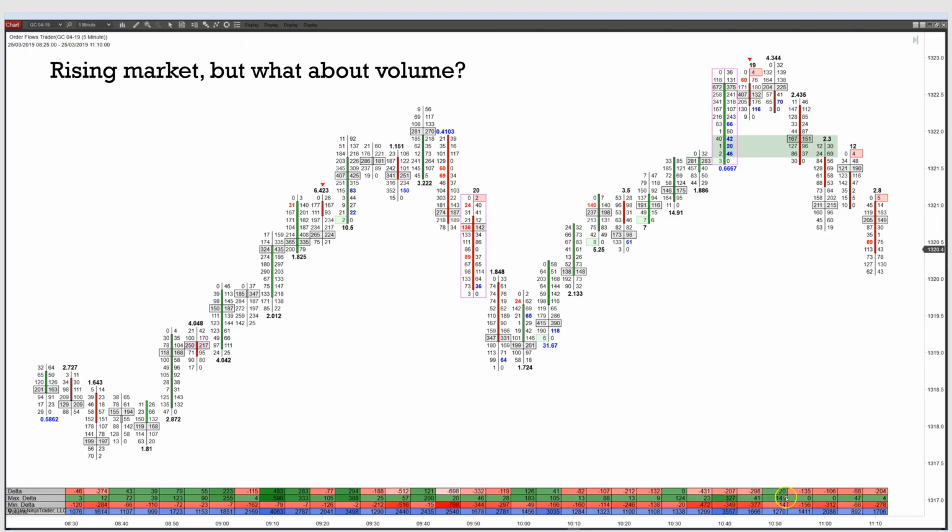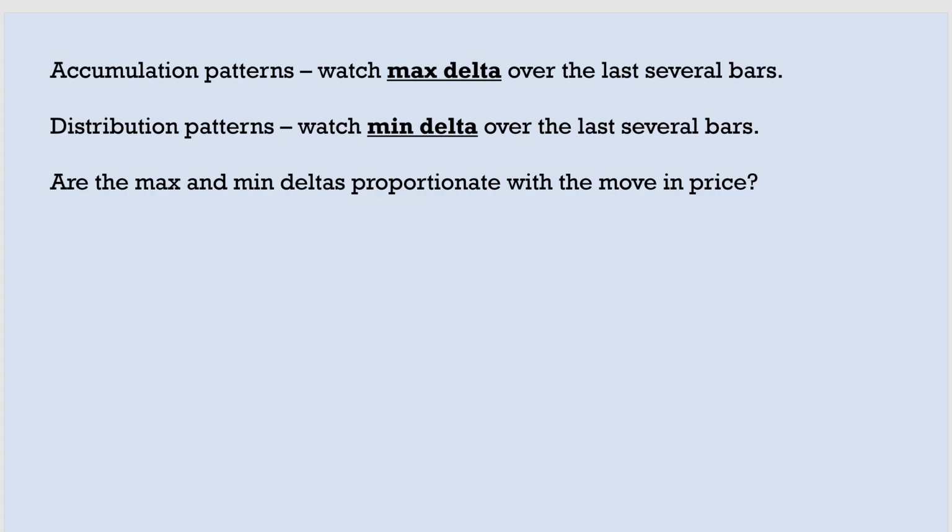400, 200, 200. You got a small delta of 20. I'd be looking, potentially, for that sell to come in. So accumulation patterns: watch max delta over the last several bars. Distribution patterns: watch min delta.